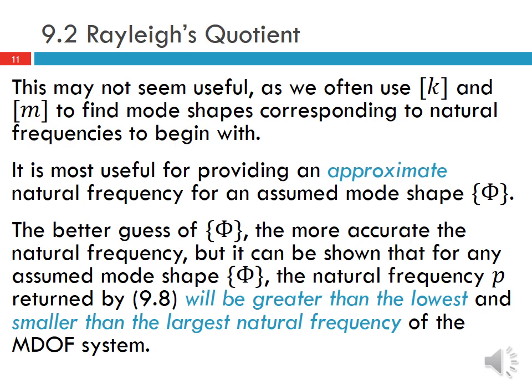The better the guess of phi, the more accurate the natural frequency, but it can actually be shown that for any assumed mode shape phi, the natural frequency p returned by Rayleigh's quotient will be greater than the lowest natural frequency and smaller than the largest natural frequency of the multiple degree of freedom system. So this allows us to understand the bounds of the natural frequencies using any given mode shape. But the better the guess, the more accurate the natural frequencies will be.